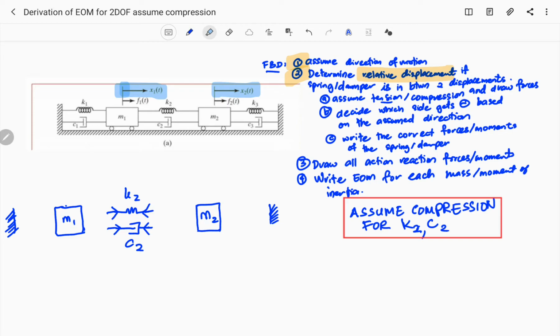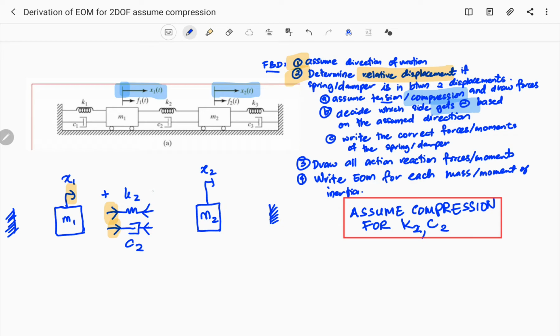The second step, we want to determine the relative displacement. So we know that in this case, we are looking into compression. Okay, so I have drawn the forces for compression, K2 and C2. And now we want to decide who gets negative, based on the assumed direction. So if you look at this figure, basically this side of the arrow is the same direction to the right. So that means it will get positive. So x2 will get positive.